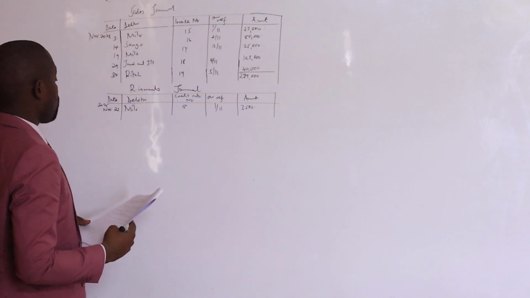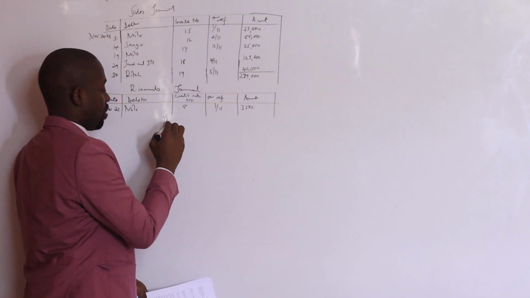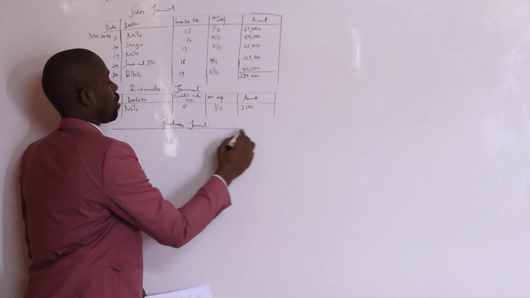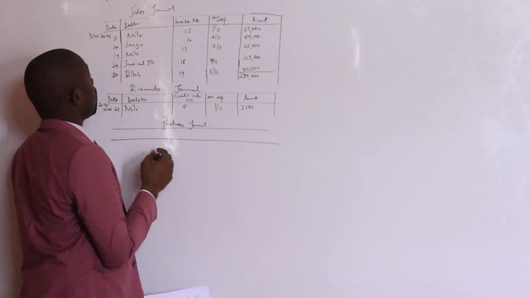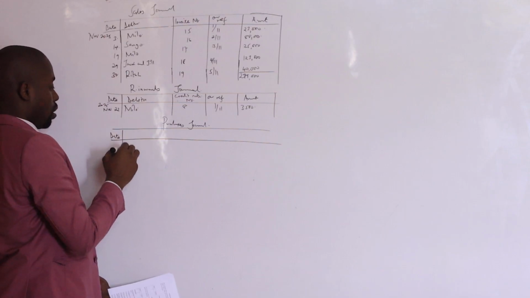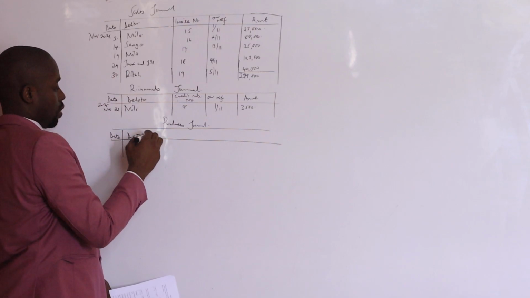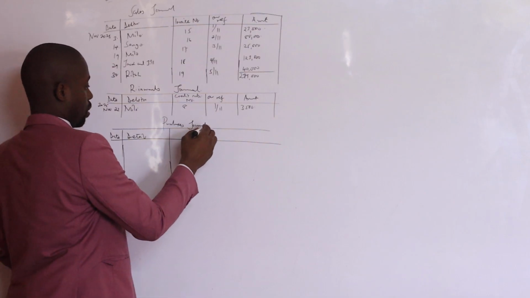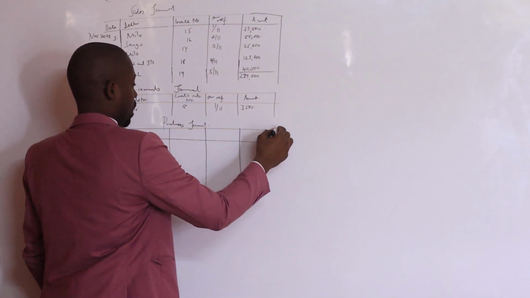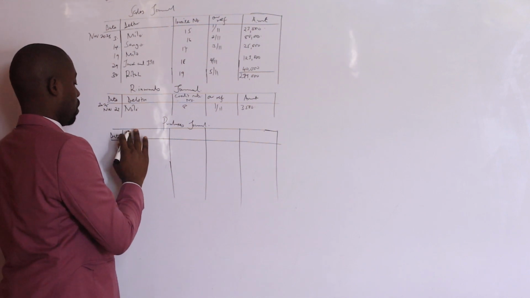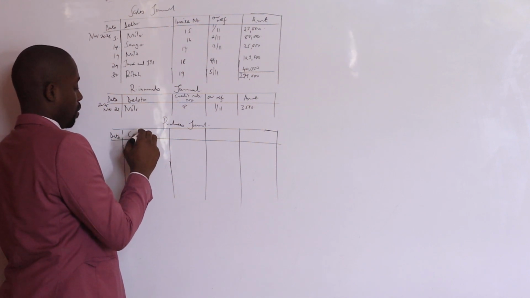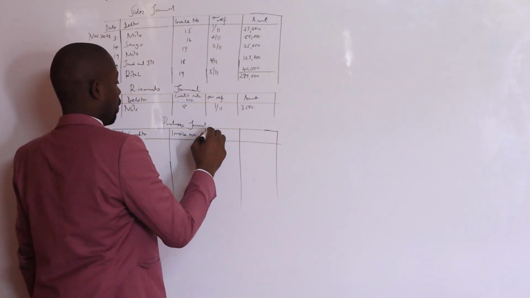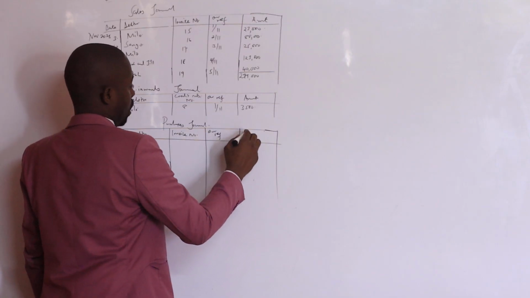Next one, the purchases journal. You have the details. It's a bit longer. We have quite a number of creditors. So details is creditors. Then invoice number. We have our reference, then the amount.